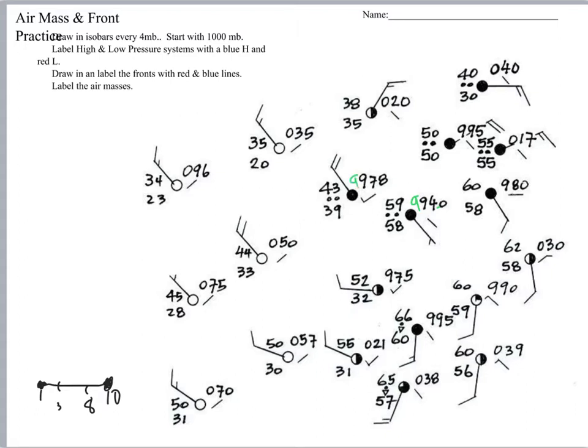Now you don't have to go through and add all this, but if it makes it easier, you can. Here's one that is 1,001.7, because that 0 was less than 5. So if it makes it easier to draw your isobar line, you can write these out. Remember, you can also double check yourself. Your pressure should always be around 1,000.